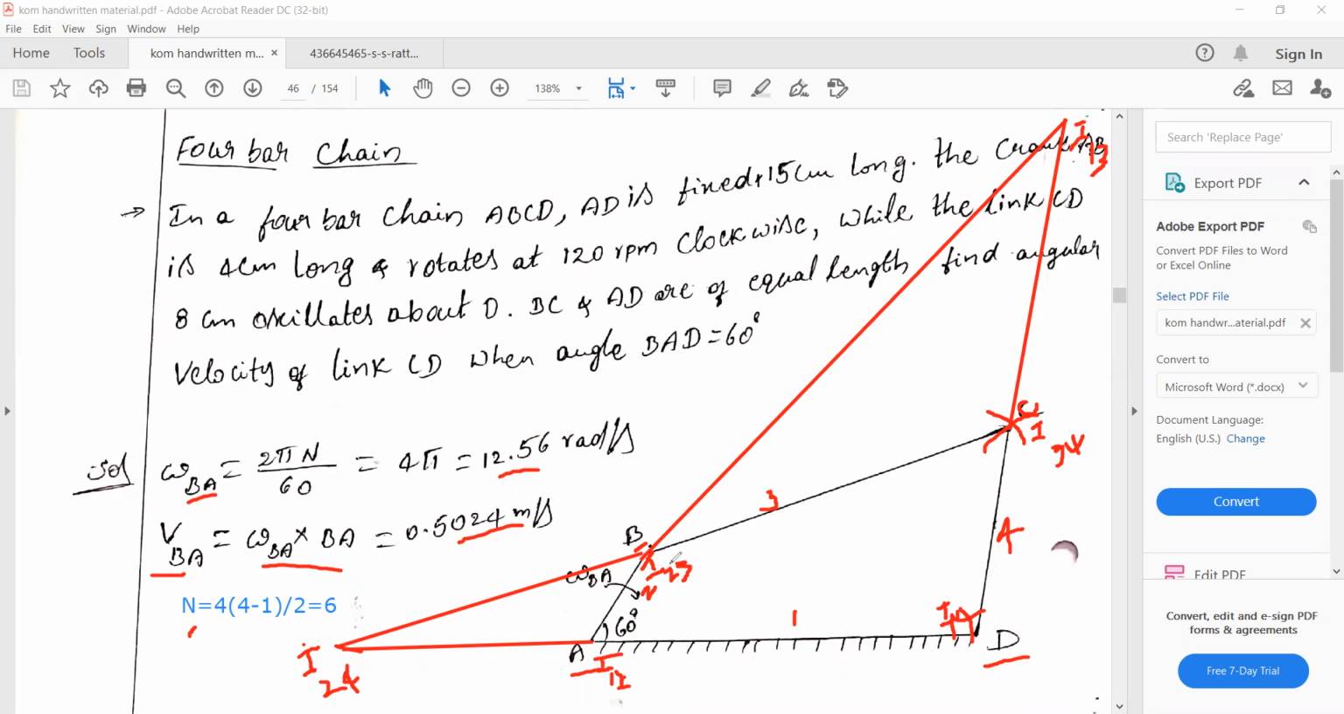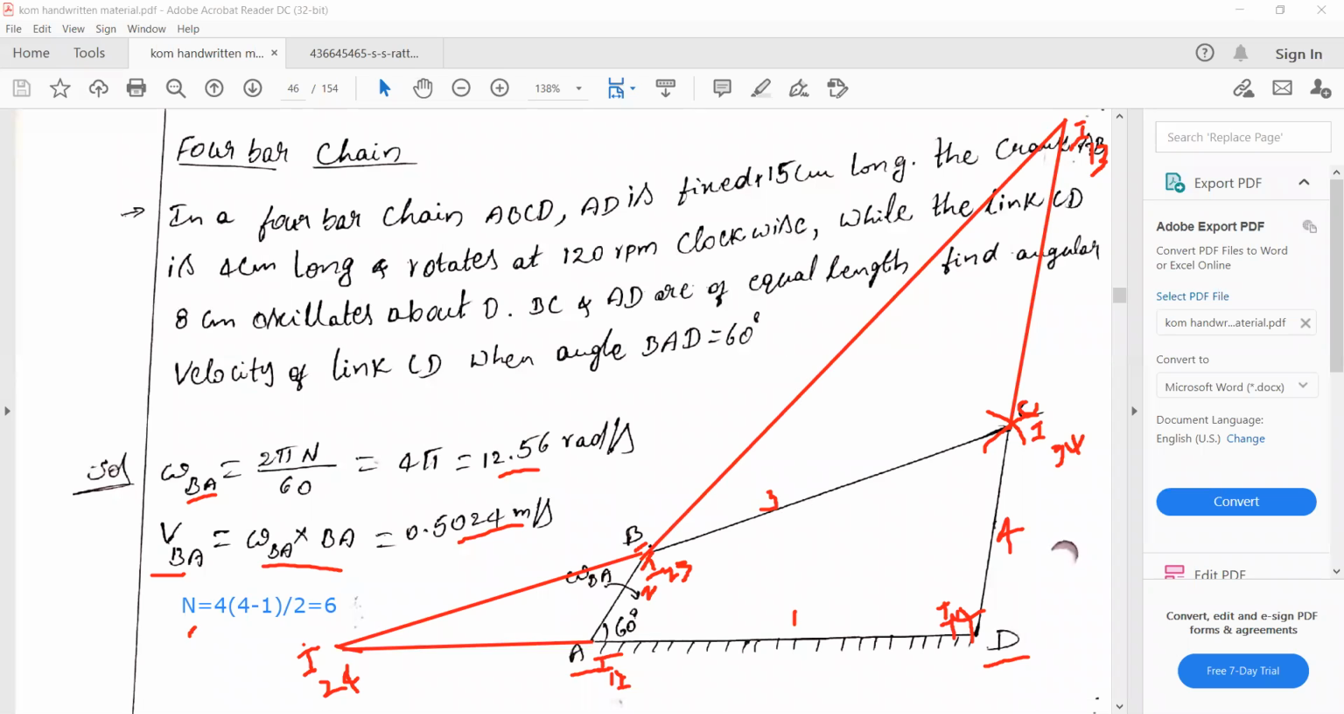And similarly, consider this one: I23 and I34. In this, the common one is 3. So we are also neglecting the 3, and the remaining symbol is represented here, I24. So those are the instantaneous centers for our particular 4-bar chain mechanism.